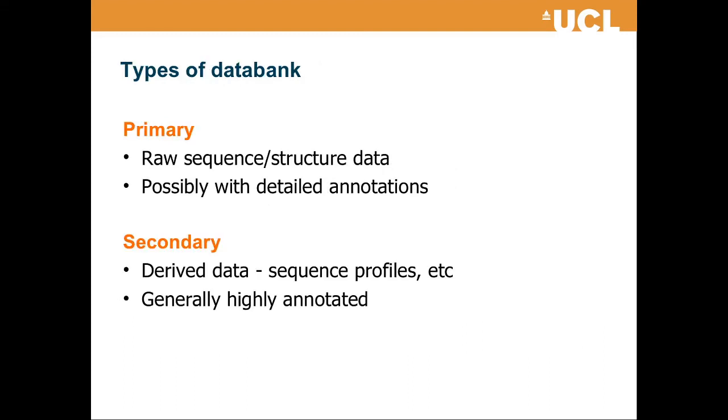Now, most of the resources that we have in bioinformatics are indeed data banks, and we can split those into primary data banks and secondary data banks. So primary data banks contain raw data, raw sequence data, structure data, and so on. And there may be some detailed annotations in there as well. On the other hand, secondary data banks contain data that have been derived from the primary data banks. For example, we could look at a particular homologous protein family and look for features of that family, such as sequence profiles and so on, and these are then stored in a secondary data bank. And these are generally highly annotated with information about the family that we're looking at.